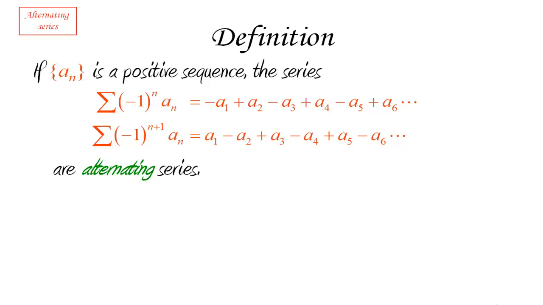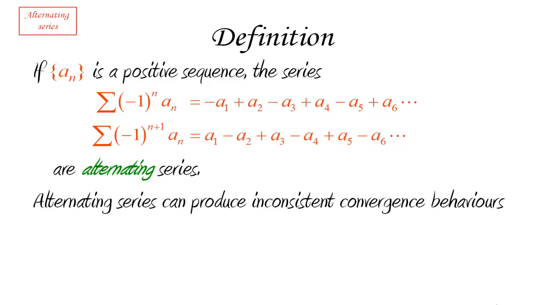Because alternating series have infinitely many positive and infinitely many negative terms, they can actually produce inconsistent convergence behaviors when their terms are rearranged. For some alternating series, we may be able to rearrange the terms in such a way as to have a new series which will converge to something else, or diverge. Again, not all alternating series have this property. We're going to see shortly which ones do.